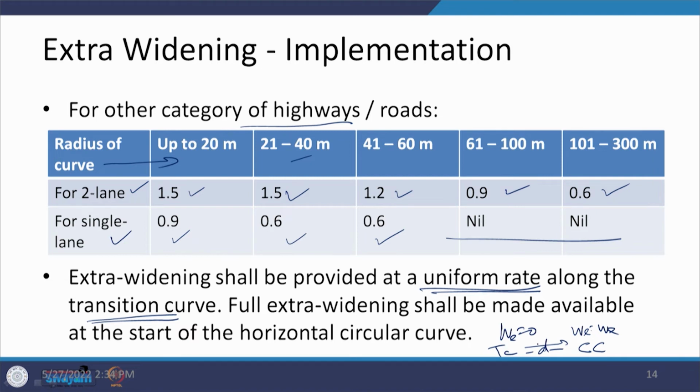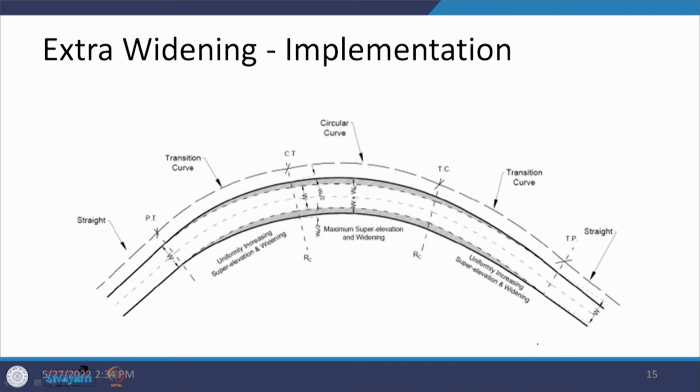So, the length of the transition curve becomes one of the criteria to do that, and when we take up the transition curve we will see how we calculate the length based on all of these criteria. So, here in this diagram it is very clearly being shown.